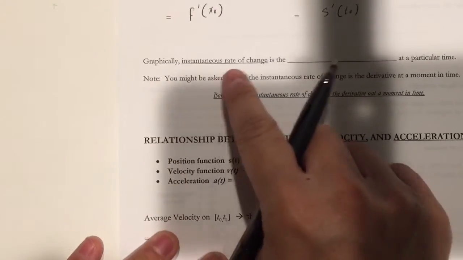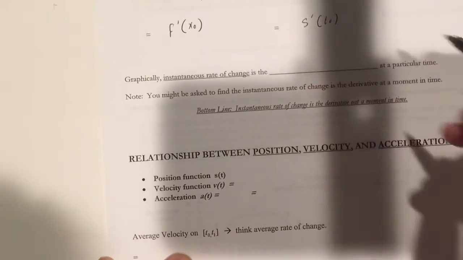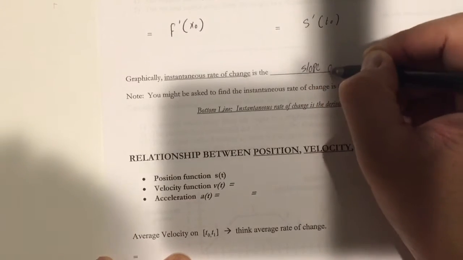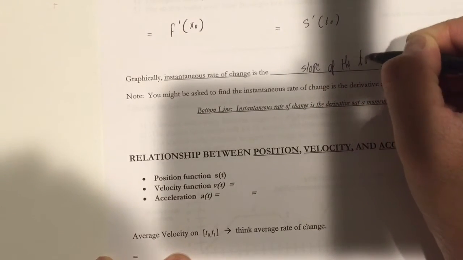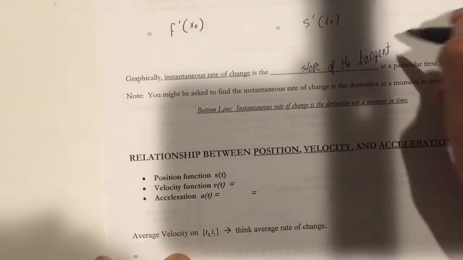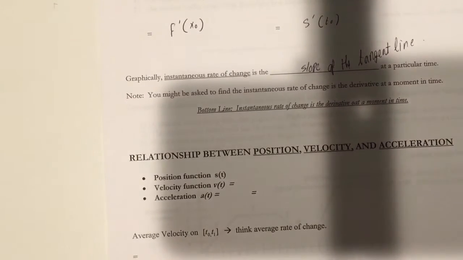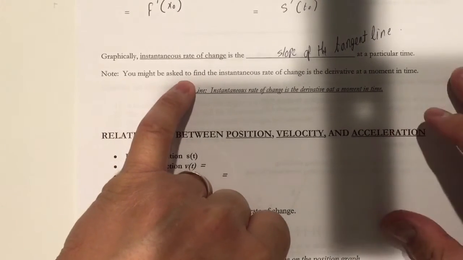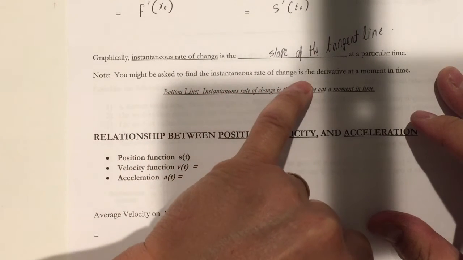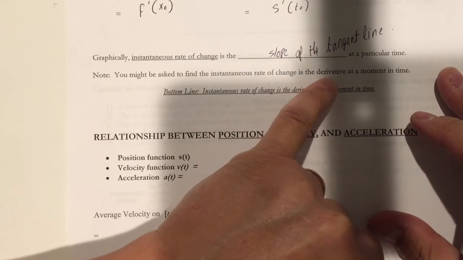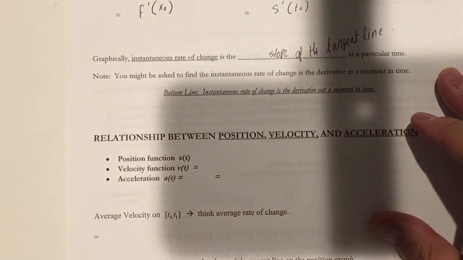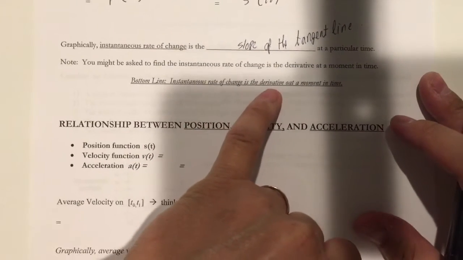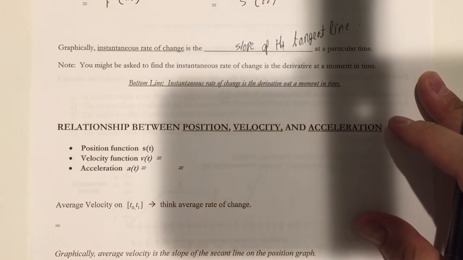Graphically, instantaneous rate of change is the slope of the tangent line at a particular time. Okay. Now, you might be asked to find the instantaneous rate of change, which is the derivative at a moment in time. Bottom line, instantaneous rate of change is the derivative at a moment in time.